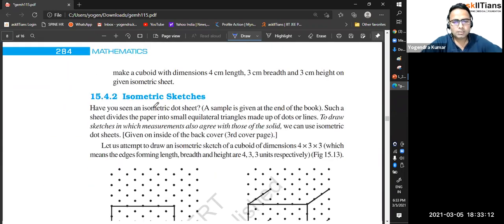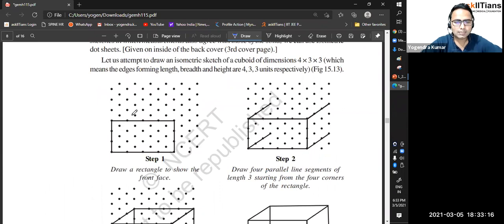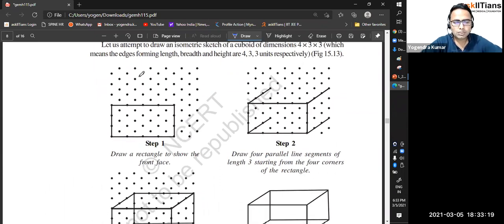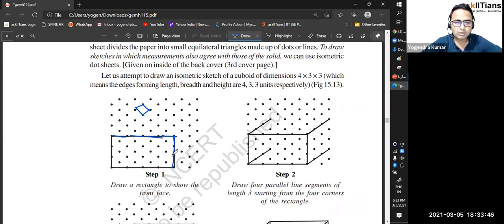Now what is an isometric sketch? An isometric sketch gives exact dimensions, because you can see the isometric dot sheet, in which equidistant points are marked, so we can join them. If the distance is 2 centimeters, we can consider the distance between two points as 1 centimeter or 1 meter, according to our requirement. So this is 3 centimeters here, and 1, 2, 3, 4 centimeters in length. This way we can give it.